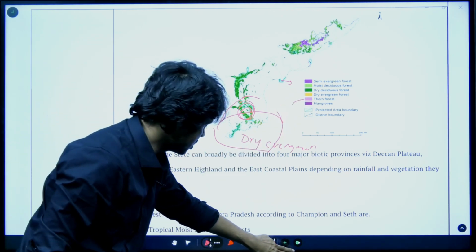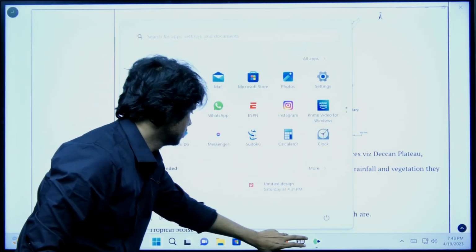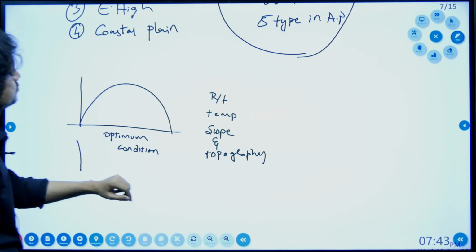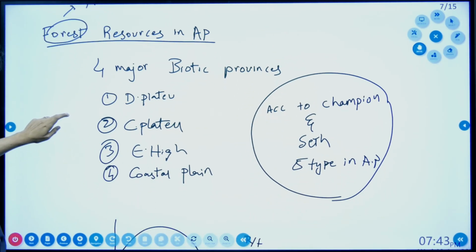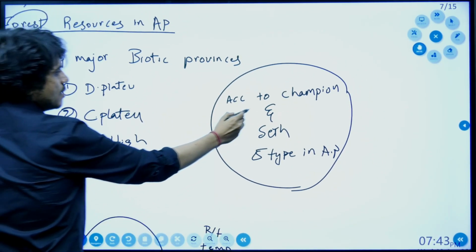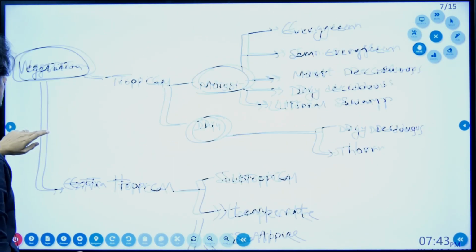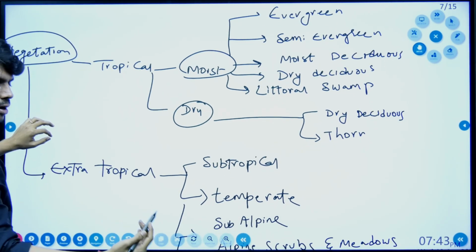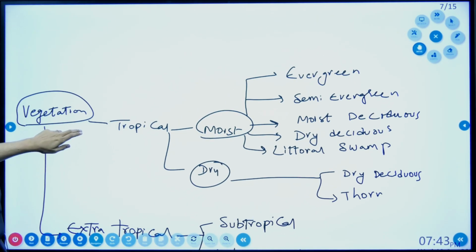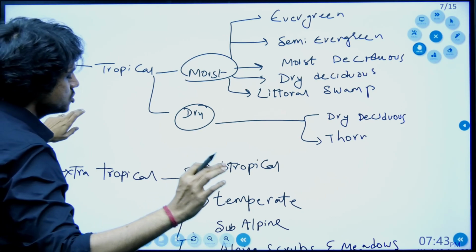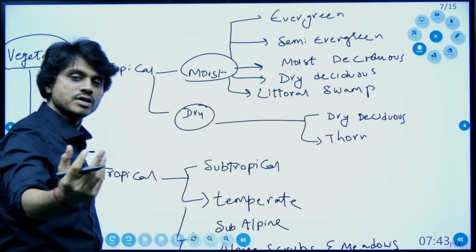Now let's go a little bit deeper. According to Champion and Seth, there are 5 types of vegetation in Andhra Pradesh. But let's see vegetation or forest, I am using them interchangeably. If you see the division of vegetation, you have the distribution of forest as a topic at the national level as well. This is present as a part of your APPSC syllabus.